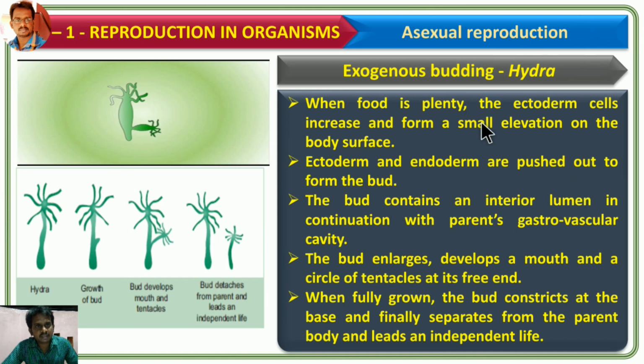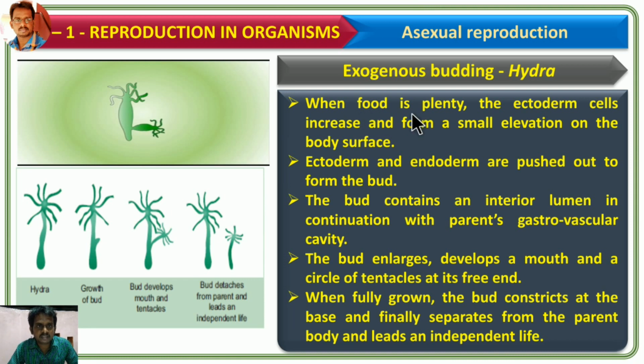Next we move on to another type of exogenous budding. This type of budding is seen in Hydra. Hydra is a diploblastic animal. That means the body wall is made up of two layers, namely ectoderm and endoderm. And inside the body, the cavity is there. The name of the cavity is gastrovascular cavity. So these are the three characteristic features of Hydra. First one is ectoderm, then endoderm, and third one is gastrovascular cavity.